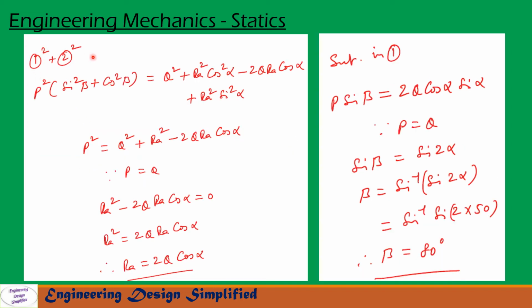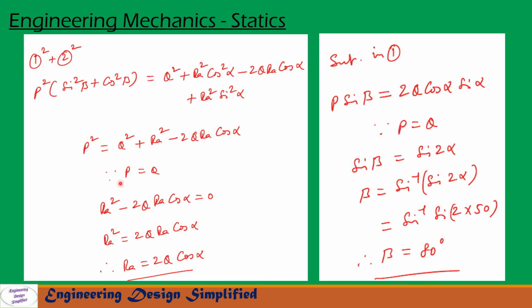Now let us square and add equations 1 and 2. We get P square times sin square beta plus cos square beta equals Q square plus RA square cos square alpha minus 2 Q RA cos alpha plus RA square sin square alpha. Since sin square beta plus cos square beta equals 1, and similarly cos square alpha plus sin square alpha also equals 1, after simplification we get P square equals Q square plus RA square minus 2 Q RA cos alpha.